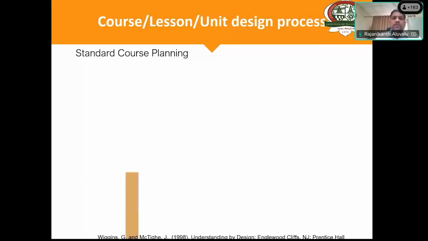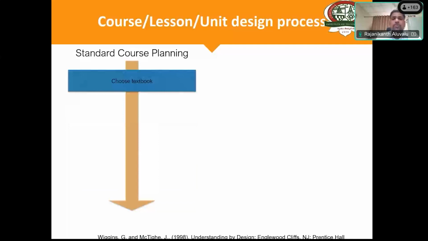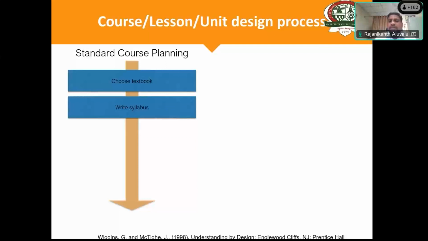So the standard course planning, how do we do it? When we are asked to design some course, first we try to search for a textbook. Most systems say that when you are offering a course, we need to have a standard textbook available. So first we choose a textbook, and then we write the syllabus.